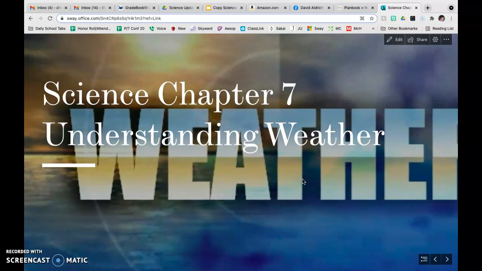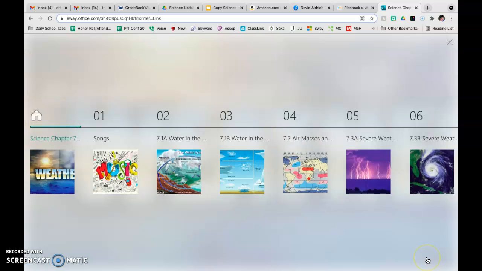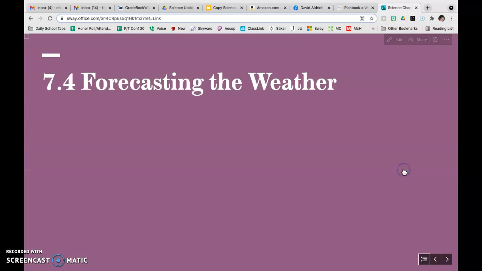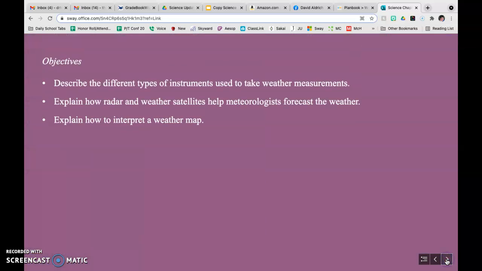Today we're going to conclude our study of Science Chapter 7 with Lesson 4, Forecasting the Weather. We have 3 objectives today. You should be able to do the following by the end of the lesson.